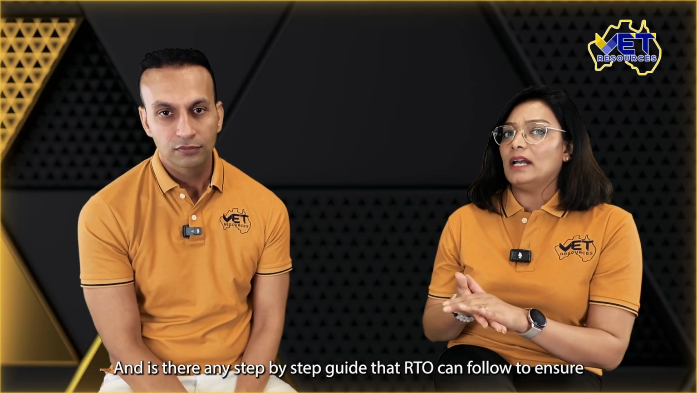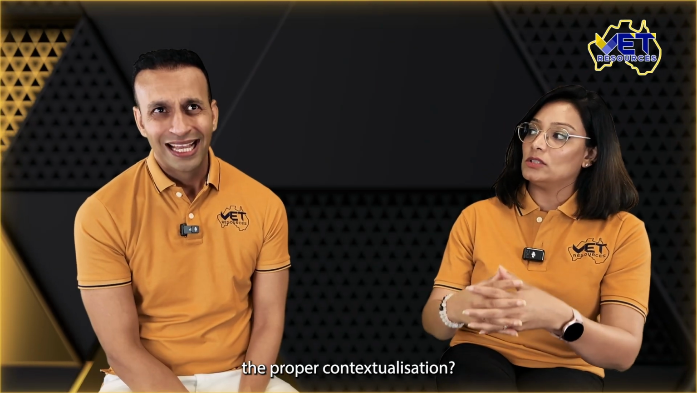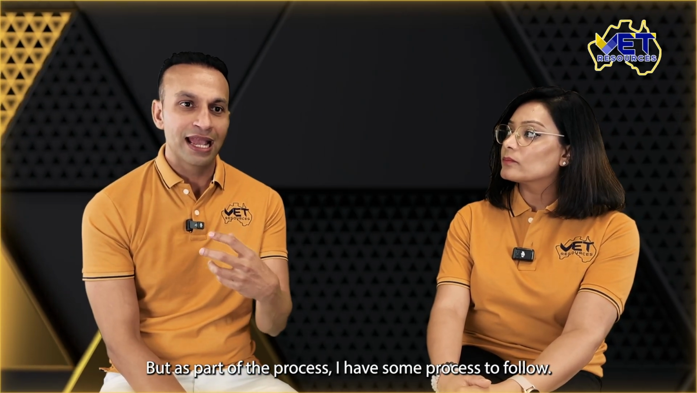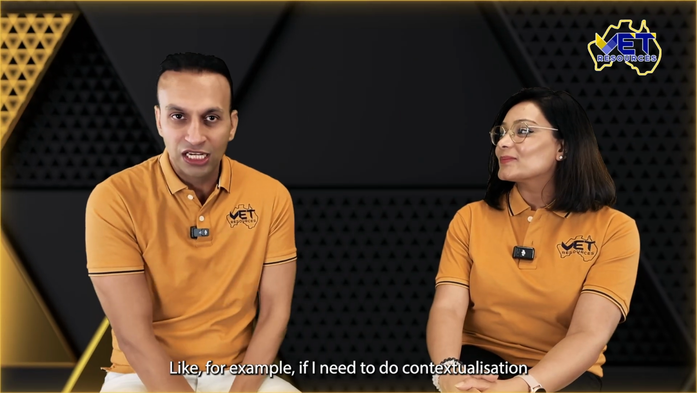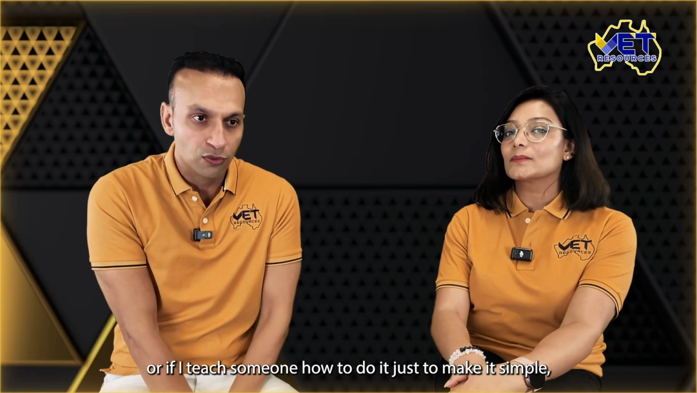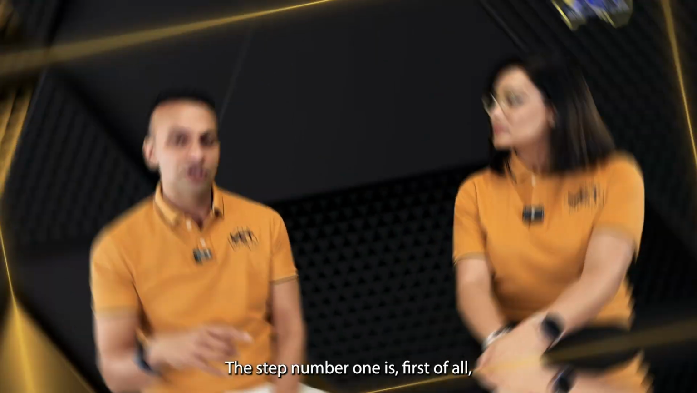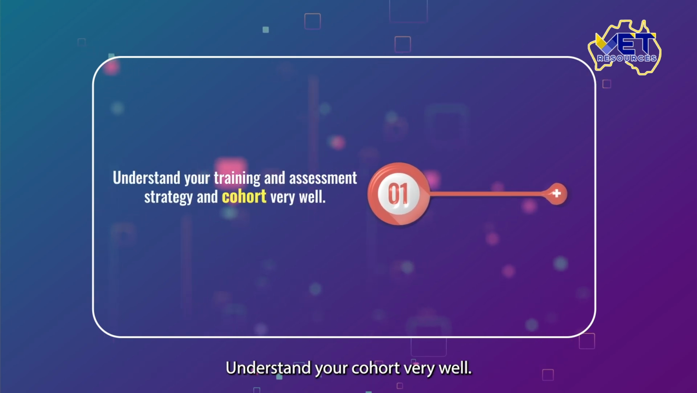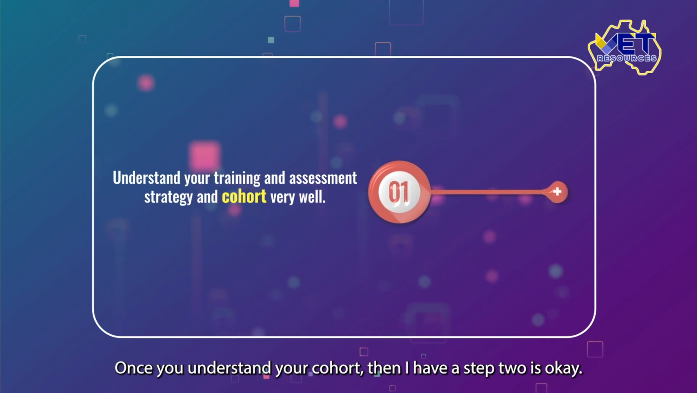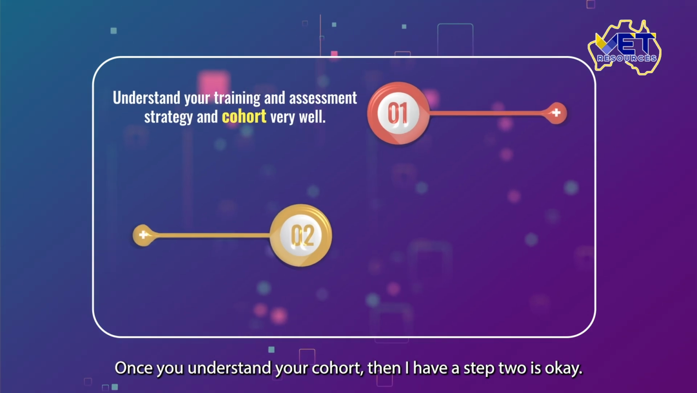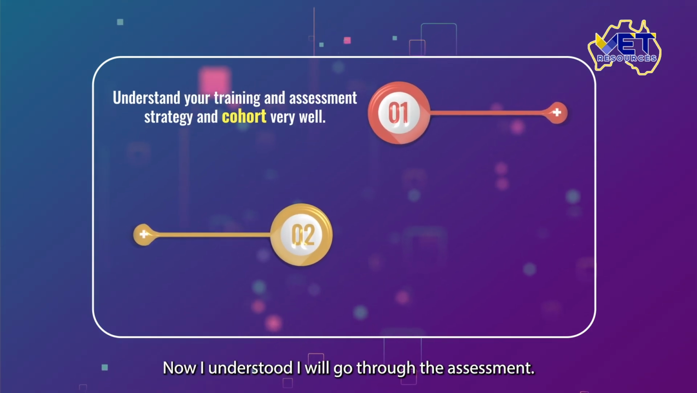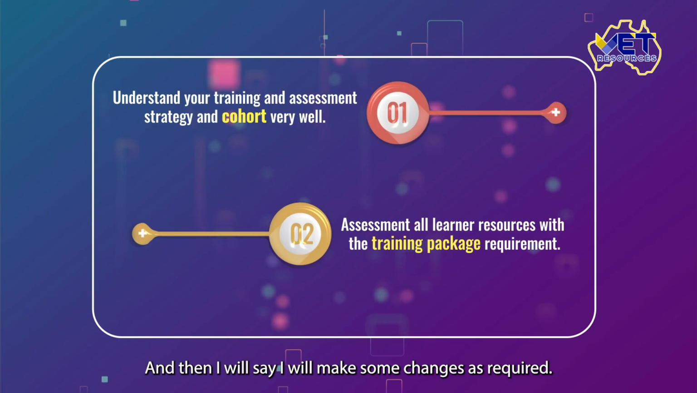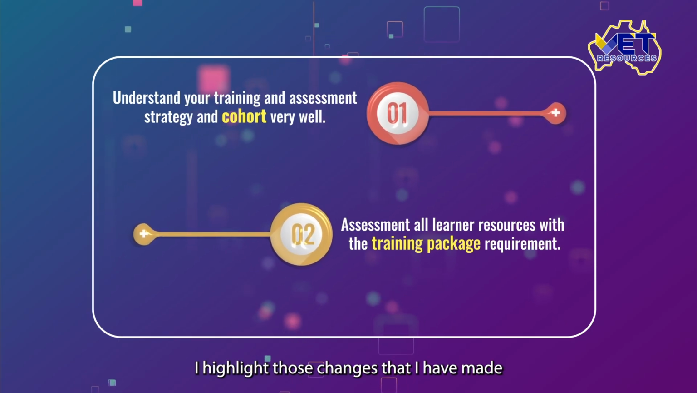Yeah, and is there any step-by-step guide that RTOs can follow to ensure proper contextualization? Yeah, I think there is no specific step-by-step guideline given anywhere, but as part of the process, I have some steps to follow. If I need to do contextualization, or if I teach someone how to do it, just to make it simple, we make it step-by-step. Step number 1 is, first of all, you read and understand your training and assessment strategy, and understand your cohort very well. Once you understand your cohort, step 2 is, now I go through the assessments or learner resources against the training package requirement. And then I make some changes as required. I highlight those changes that I have made.